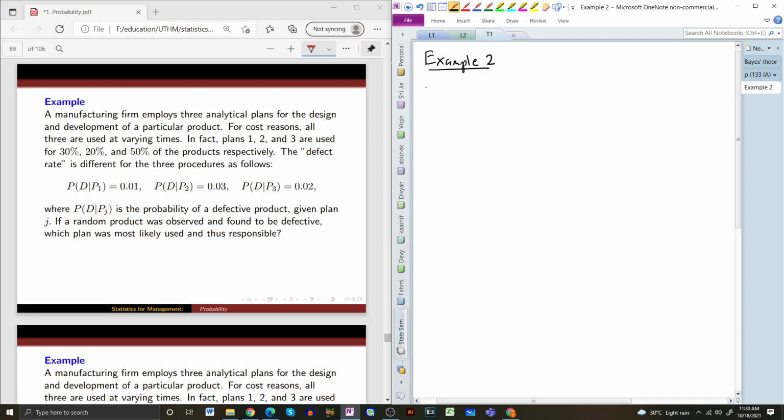There are three analytical design. So the probability of the product done by plan 1 is 0.3, 0.2, 0.5, and given that the product is designed by plan 1 and it is defect, the probability is 0.01. It is given there already.